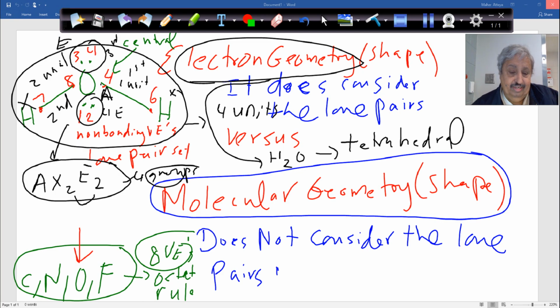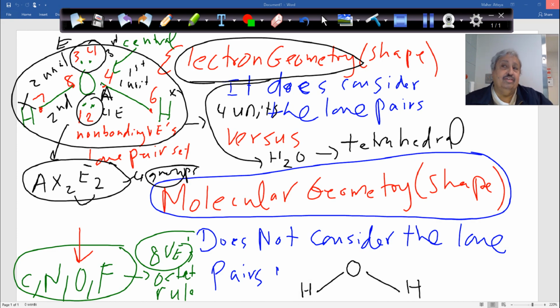Here in the molecular one, I ignore the lone pairs. The lone pairs are not considered. So how does it look? Well, the shape of it is bent.